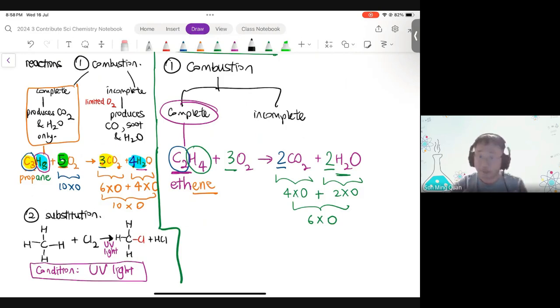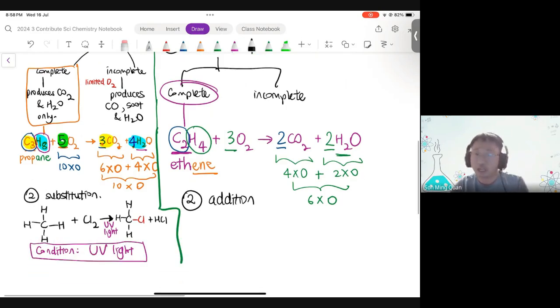Okay, so we finished combustion of alkenes. The next thing we need to know is what is the second type of reaction for alkene. The second type of reaction is addition. And this is where it gets interesting because addition literally is what you learn in primary school. 2 plus 3 equals 5. 4 plus 2 equals 6. So the idea of addition is to put 2 things together to become 1. 2 plus 3 equals 5. 2 numerals added together became 1 larger numeral. So same here. 2 molecules added together became 1 larger molecule.